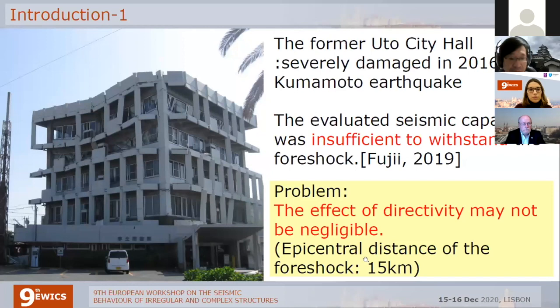The former Uto City Hall shown in this photo was severely damaged in the 2016 Kumamoto earthquake. The seismic capacity of this building evaluated in the previous study was insufficient to withstand the foreshock. However, some problems remain. One of the problems is that the effect of directivity may not be negligible because the epicentral distance of the foreshock was 15 kilometers, while in the previous study, the effect of directivity was not considered for the seismic capacity evaluation.